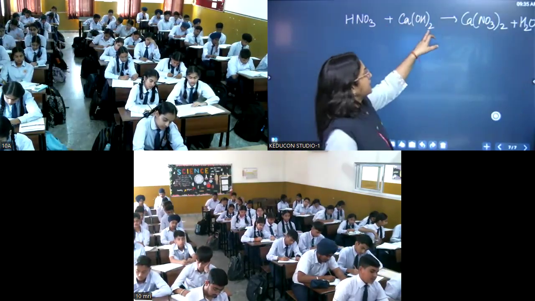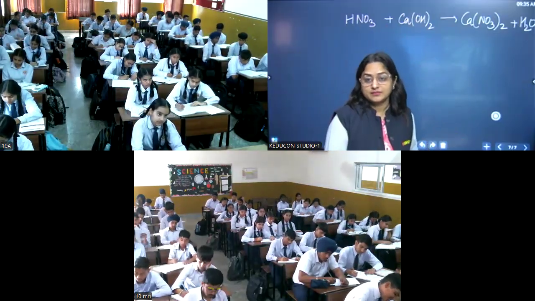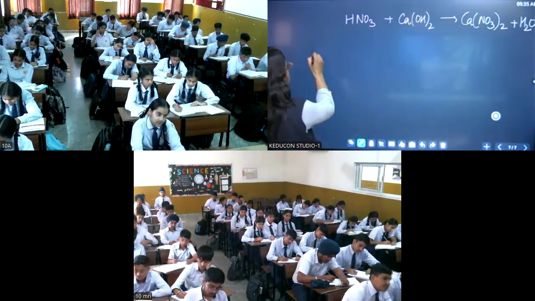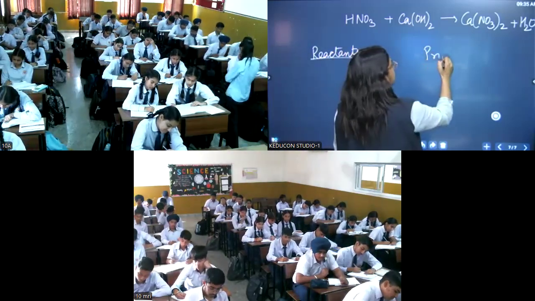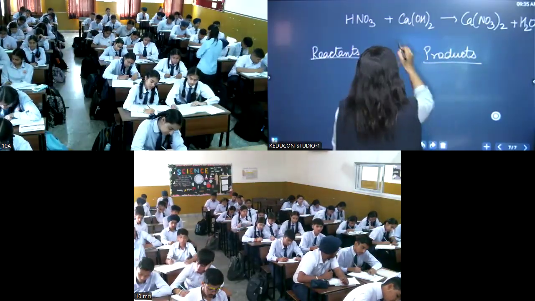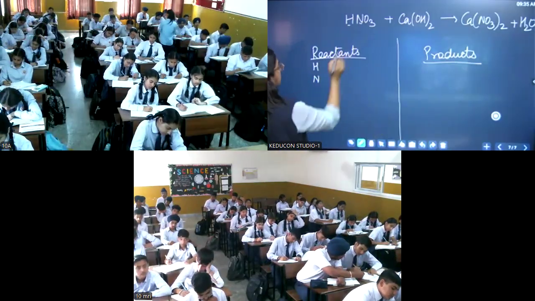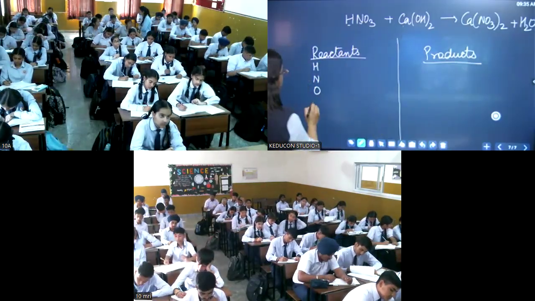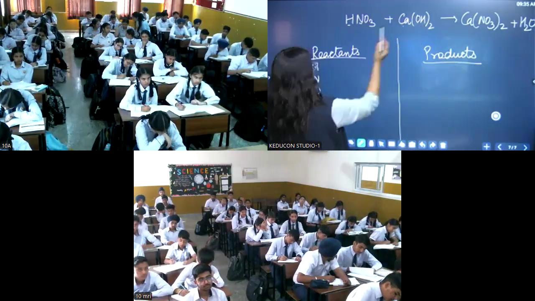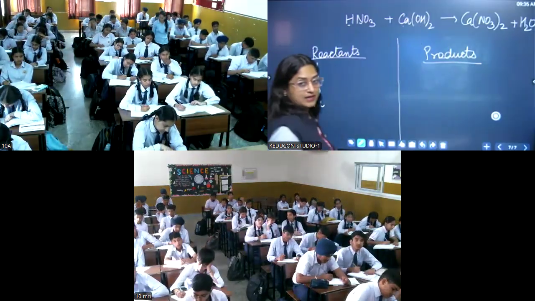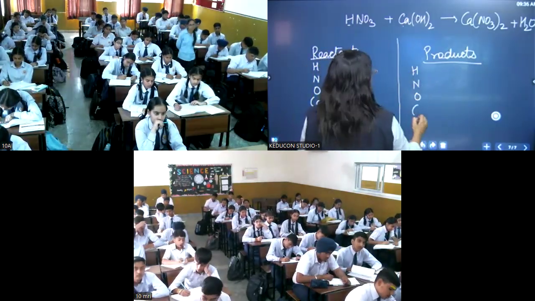What is the significance of this bracket, this number? How do we calculate the number of atoms in equations like this? So I have reactants this side and I have products this side. I have hydrogen, then nitrogen, then oxygen, calcium, then oxygen, which I have already written, and then hydrogen, which I have already written. Same atoms I'll be writing here: hydrogen, nitrogen, oxygen, and calcium.